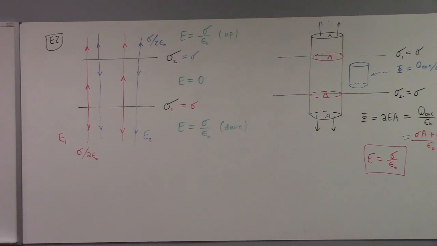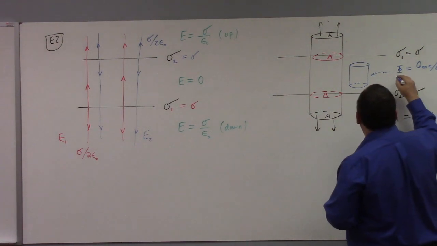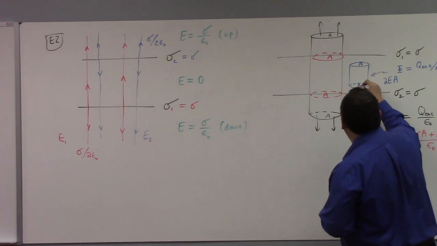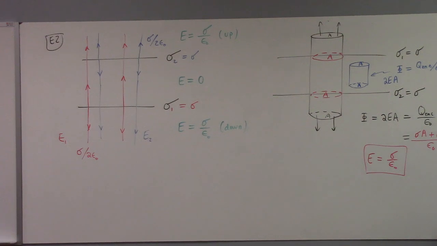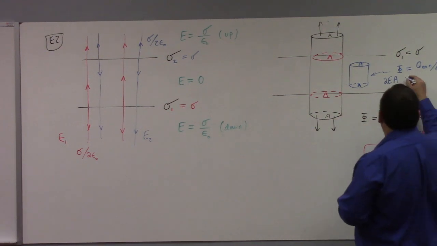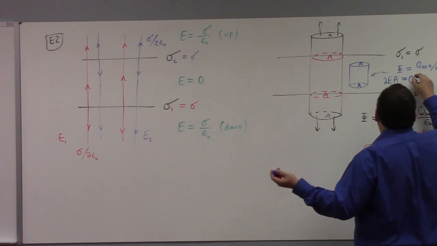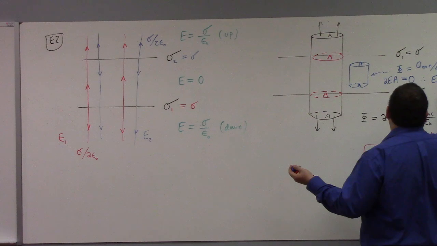There has to be only cap fields, and as such, the flux is 2E times the area of this thing. Because there's also an up-down symmetry, whatever flux is through the top, the same flux has to be through the bottom. And that's equal to Q enclosed. Wait a minute, there's no charge enclosed. So 0, therefore E equals 0 in the middle.